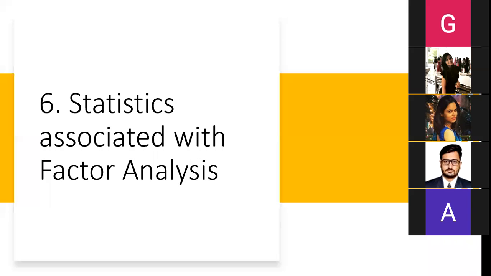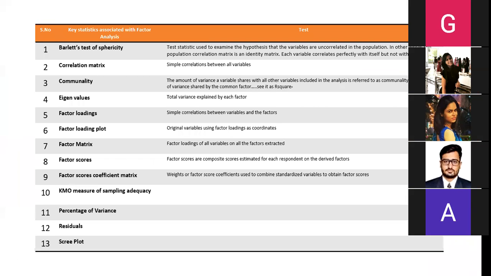So let's look at some of the statistics. There's something called Bartlett's test of sphericity, which we have already discussed, that it checks the hypothesis that the variables are uncorrelated. There is the correlation matrix. We have checked this also. Next is communality, that is the variance which is explained by a common factor. So in insomnia, what is the variance explained? That is communality. We have checked this. After that, there's something called eigenvalue. This is the variance explained by each factor. I'll show you the SPSS output.